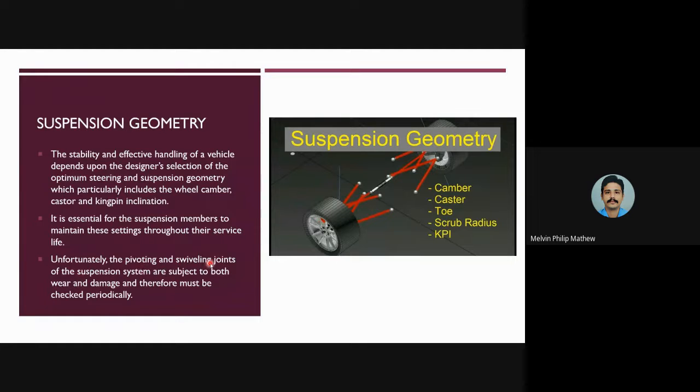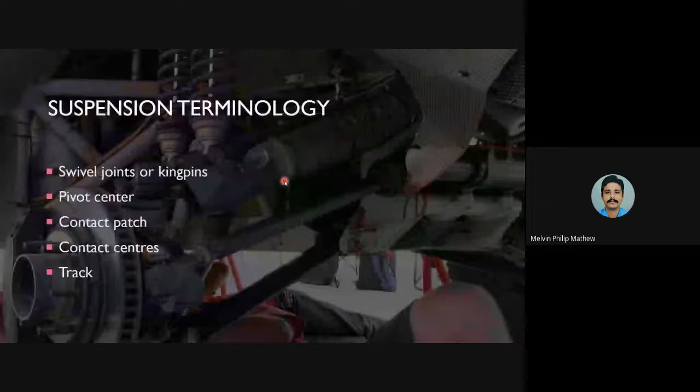Unfortunately, the pivoting and swivelling joints of the suspension system are subject to both wear and damage, and therefore must be checked periodically. So there will be so many points. There will be joints here. You can see one joint here. Similarly, it is present here also. These joints are subject to wear and damage, as these are mechanical components, and continuous operation can result in rubbing of these metals with each other and wearing of the material from the bearings and such systems. These have to be checked periodically and replaced if necessary for better suspension qualities.